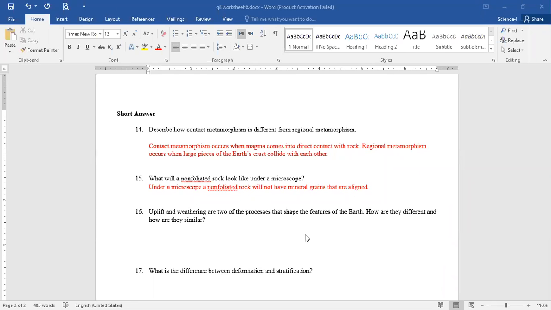So we need someone to try to answer this. What are the similarities and differences between uplift and weathering? Who can tell me? So already you have a part in the question. It told you what the similarity is. Let's find what the differences are.